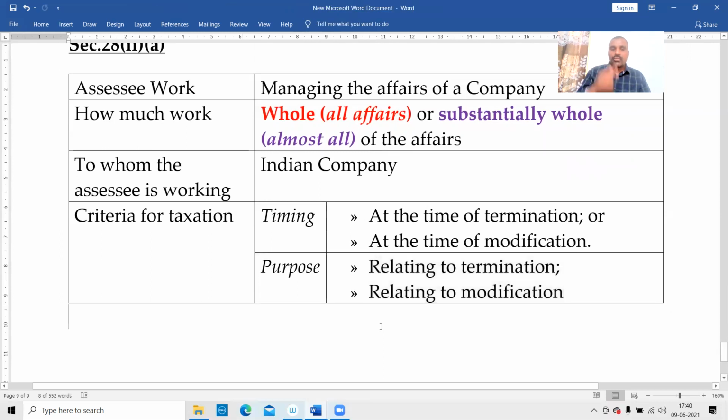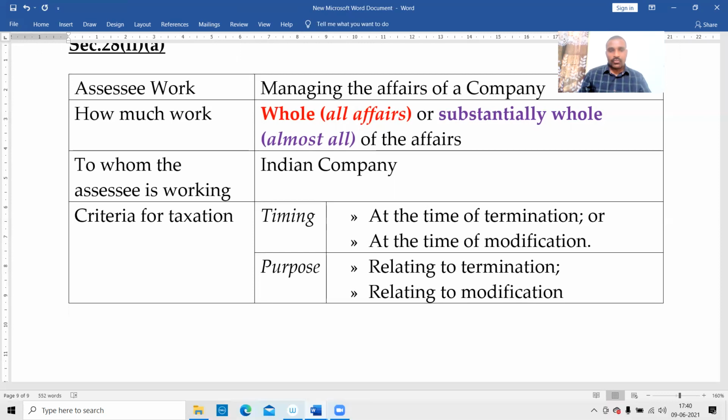If any compensation is received by the assessee at the time of termination or at the time of modification, then the court or the law presumes that the compensation is related to the termination only. Purpose is satisfied. That means if timing is satisfied, purpose is presumed by the law. That I am going to write.